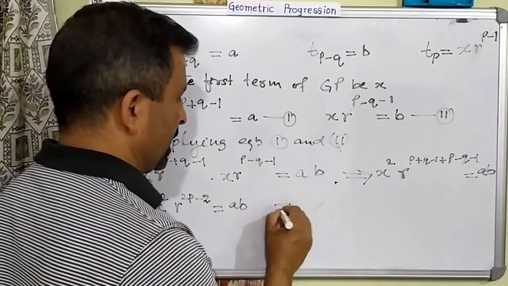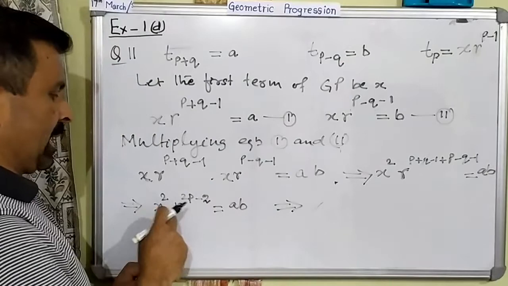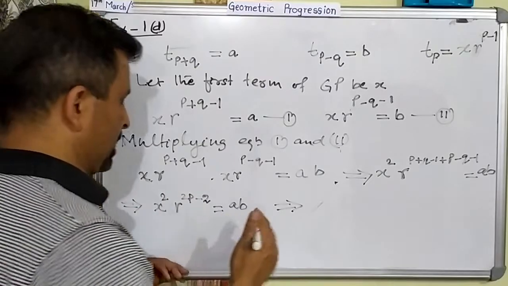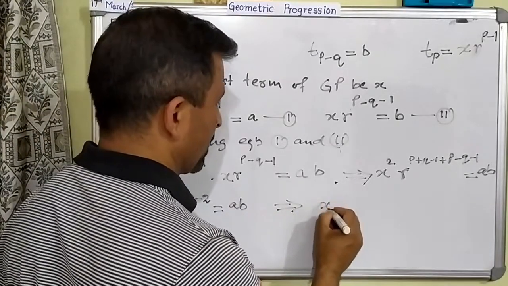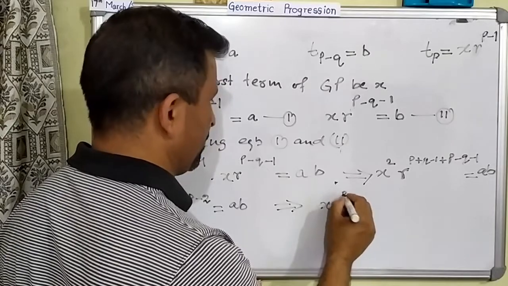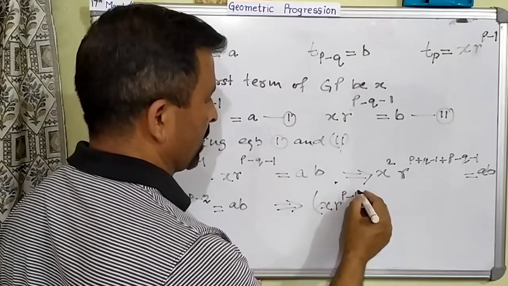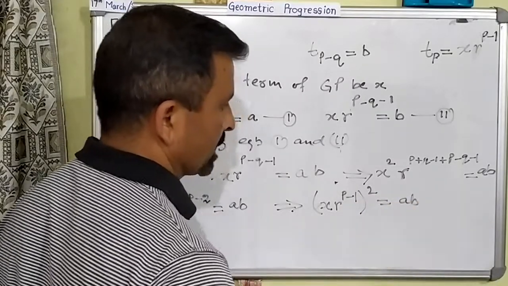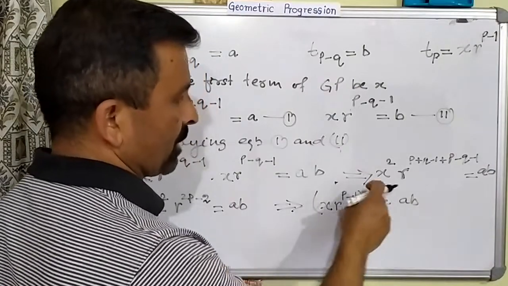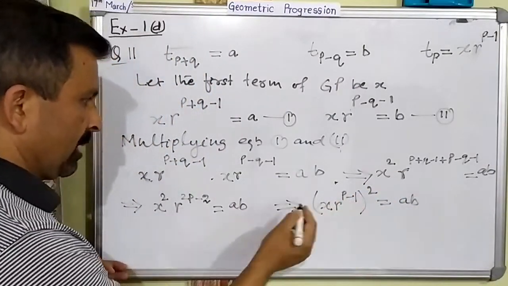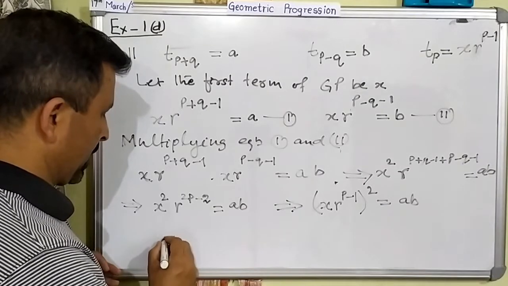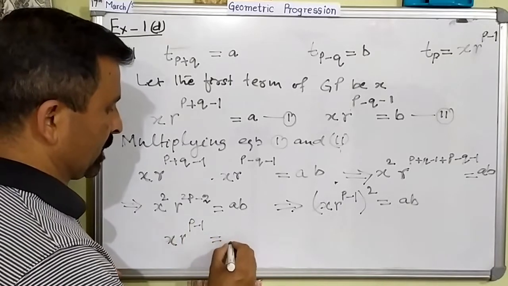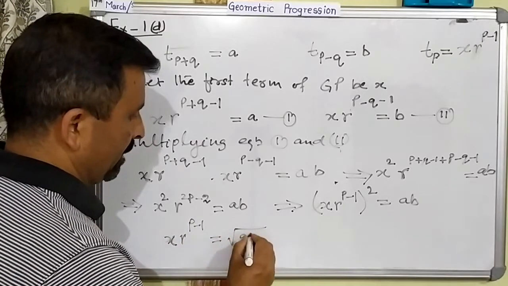Right. Now in the next step, what we can see here is this base and this base have a common power 2. From here we can take out the common power 2. This will become x r to the power p minus 1, and this whole thing will have power 2, and this is equal to ab. Now this power can go to the right hand side. When the power goes to the other side, it will change into a radical sign. So this will become x r to the power p minus 1, equal to the square root of ab.